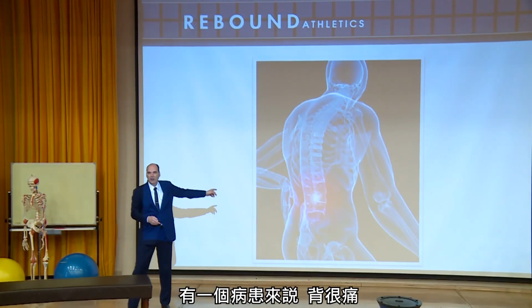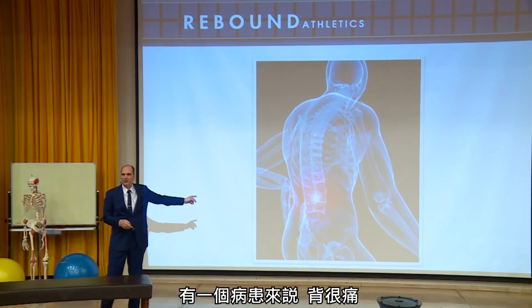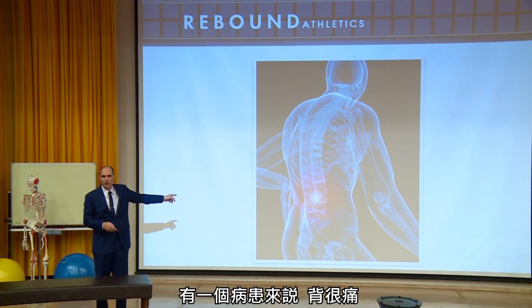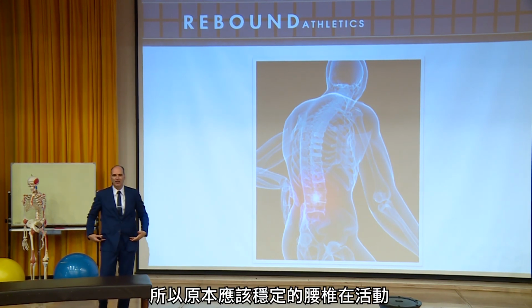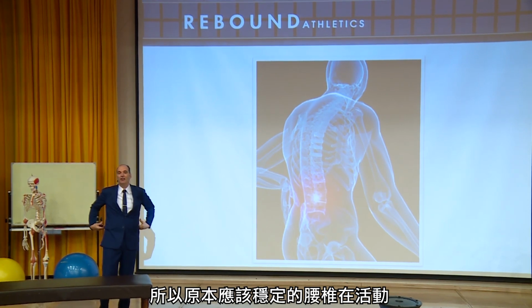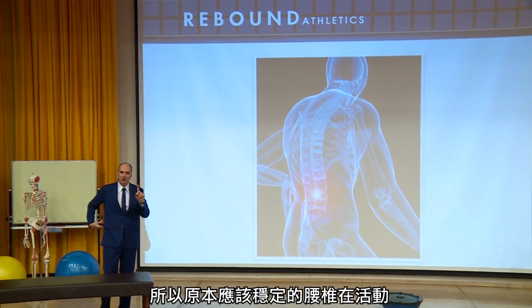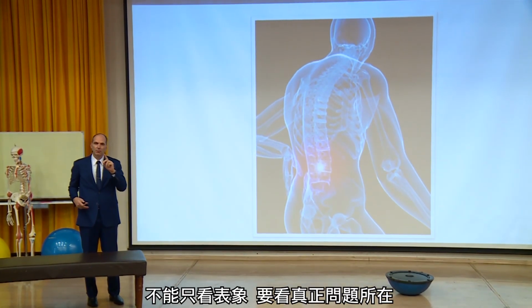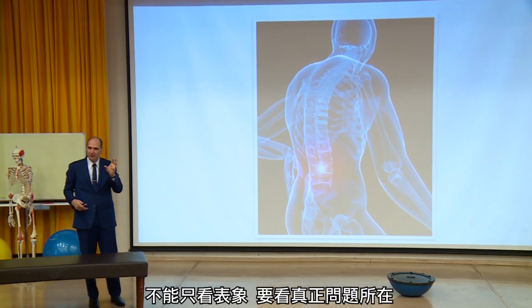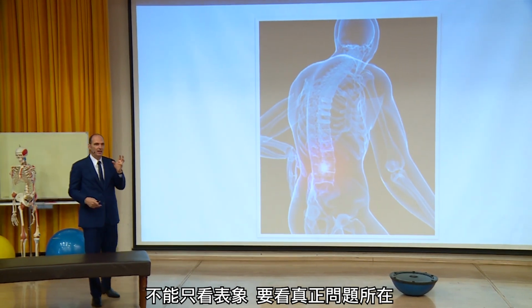So when this guy comes to see you and says, my back hurts, what he really is saying is, my hips are not mobile enough. My hips don't have enough mobility, so my lumbar spine is moving, but the lumbar spine is supposed to be stable. And that's the difference in the approach. It's not obvious. It's beyond the obvious.